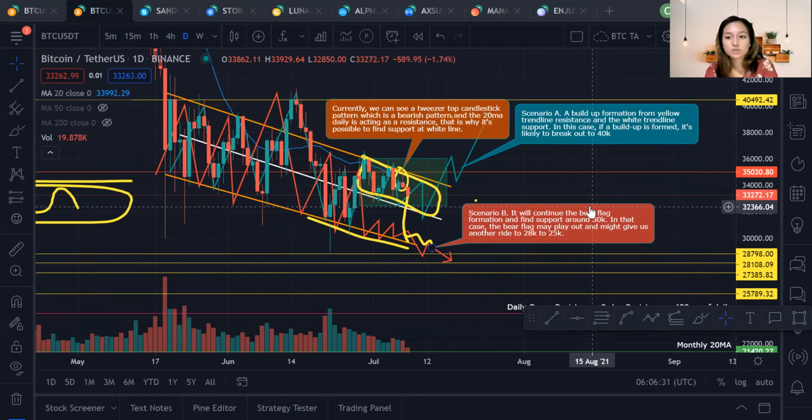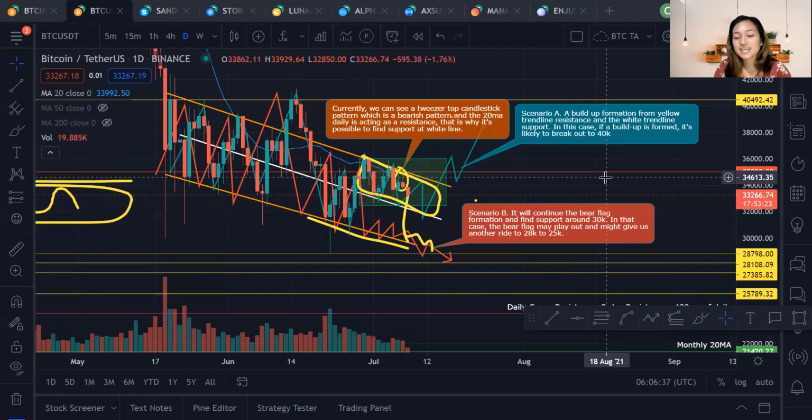It can happen next week or the week after next week. Okay, because we are talking about daily charts. So on daily, it takes a long time before it plays out. Okay, so enough with our Bitcoin updates. Let's proceed with our setups today.